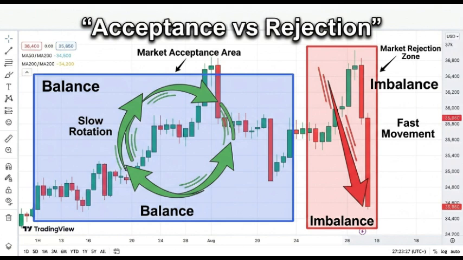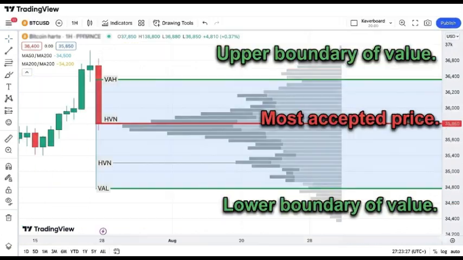So volume profile helps you separate two different types of market behavior: balance and imbalance. Balance is where the market is comfortable. Imbalance is where the market is moving aggressively. If you can see that clearly, you can stop chasing random breakouts and start trading the areas that actually matter. Now let's break down the three levels that matter most.